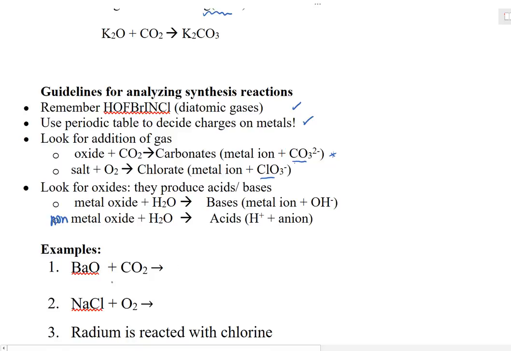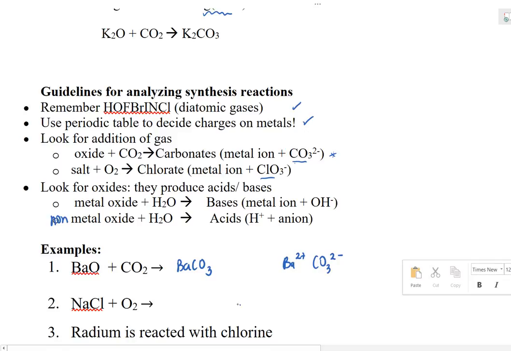So let's look at some examples here. We have barium oxide plus CO2. So I have an oxide plus CO2, so I'm going to make a carbonate. I'm going to take the metal ion plus carbonate, so Ba2+ and CO3 2-. If I join these two ions, I produce BaCO3. The balancing for this is straightforward. I don't need to actually do anything because there's 1 barium, 3 oxygens, and 1 carbon.